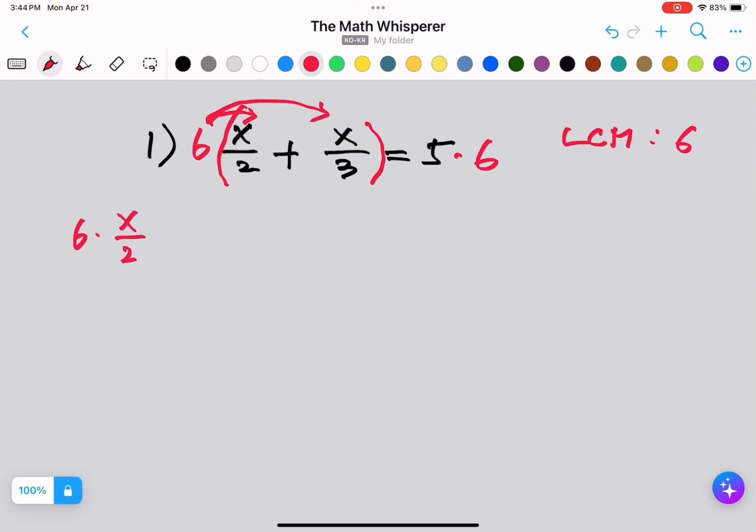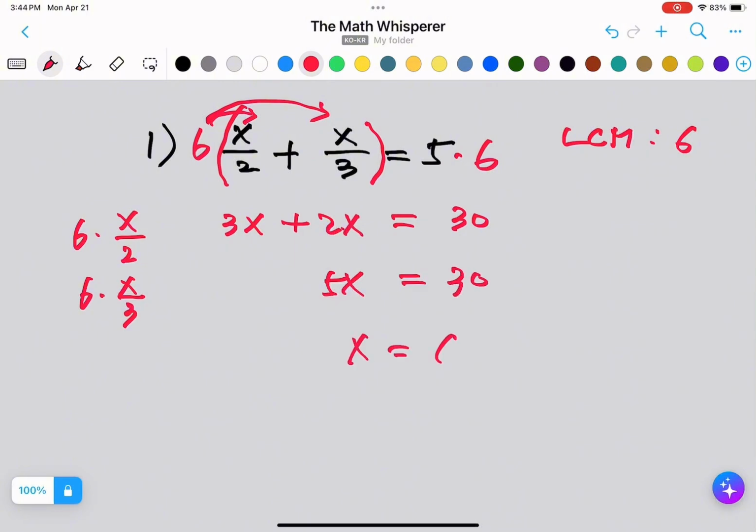The first one will be 3x. The second fraction, 6 times x over 3, is 2x. So plus 2x equals 30. Okay, so we get rid of the denominator part. So 5x equals 30. So x equals 6.